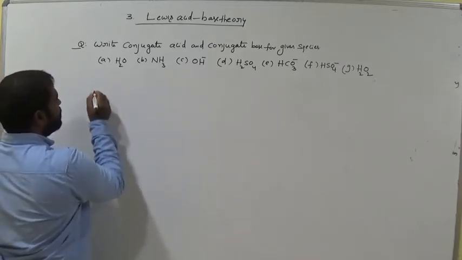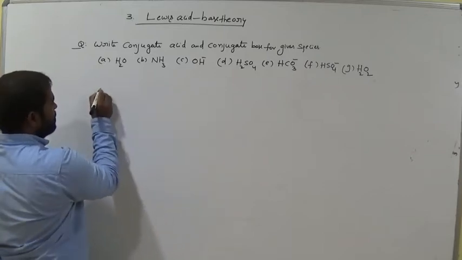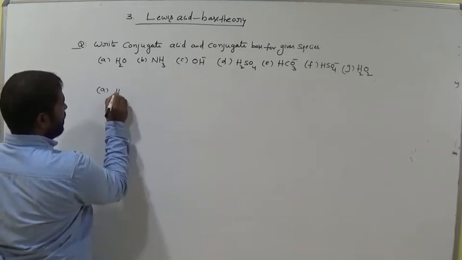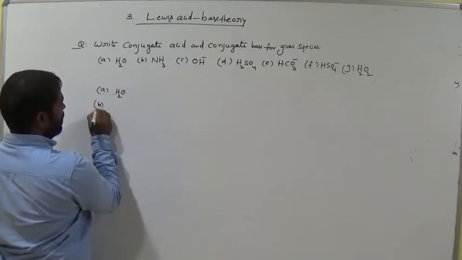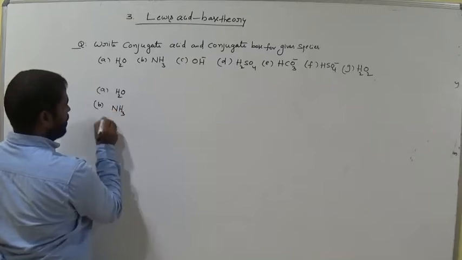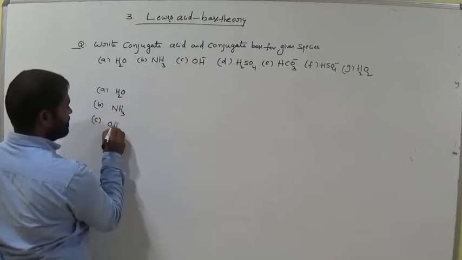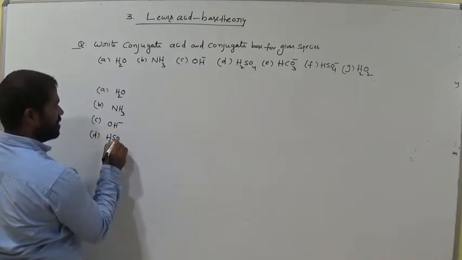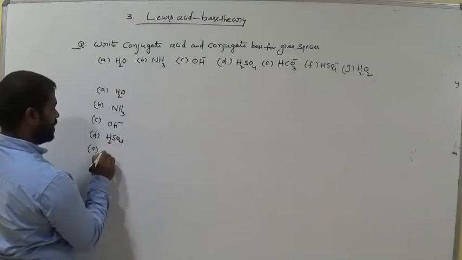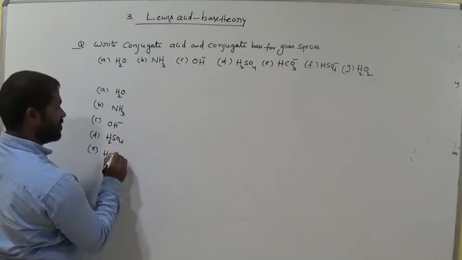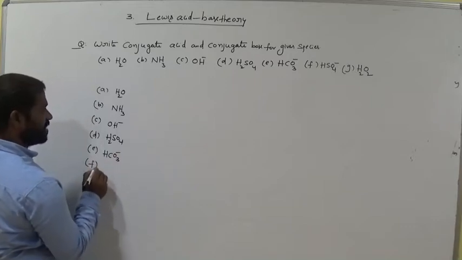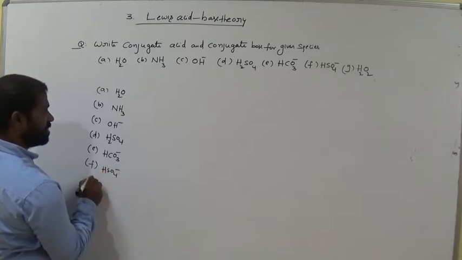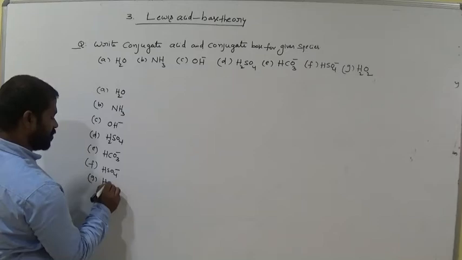So now first write the species. What are the species given? First one is H2O, second one is NH3, and third one is OH minus, and D is H2SO4. Am I right? E is HCO3 minus, and F is here HSO4 minus, G is H2O2. Is it clear?